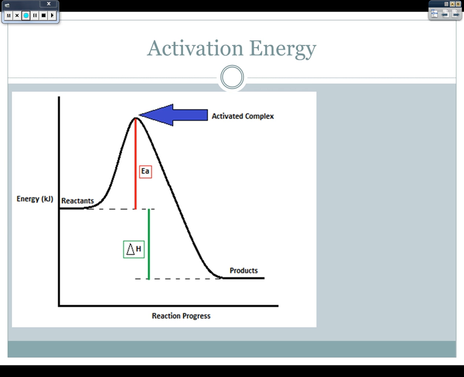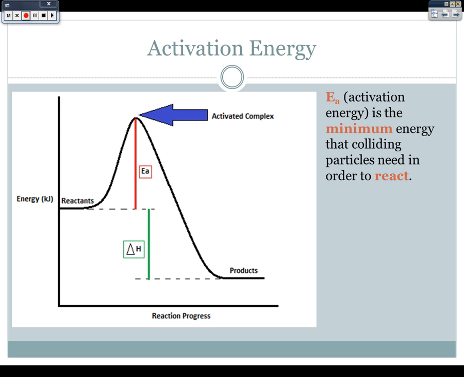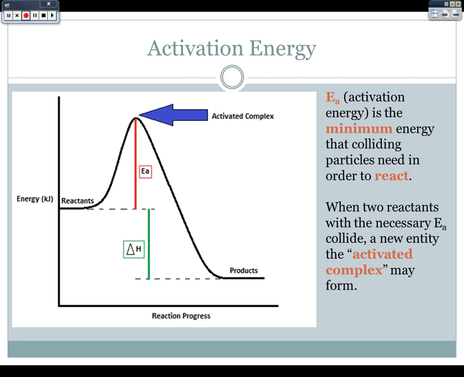Now, when we say that it has to have enough energy, we're talking about what we've talked about in the past, the activation energy. Activation energy is the minimum energy that colliding particles need in order to react. So it's that hump that we have to overcome in order to become products. And when two reactants with necessary activation energy collide, a new entity, the activated complex, may form. Okay? So we've seen this graph before when we were starting to talk about thermochem, when we were talking about reactants and products and delta H and activation energy.